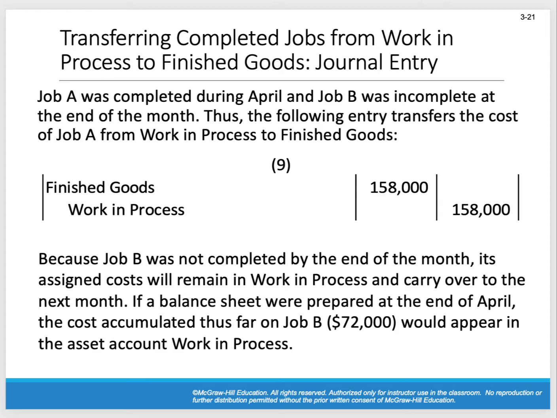Okay? Mechanically, how do we make that happen? Easy. We debit, because we have to increase our finished goods account, and we need to credit our work in process account, because our work in process account needs to decrease. So we're going to make that decrease with a credit. The finished goods needs to go up, so we're going to increase that with a debit.